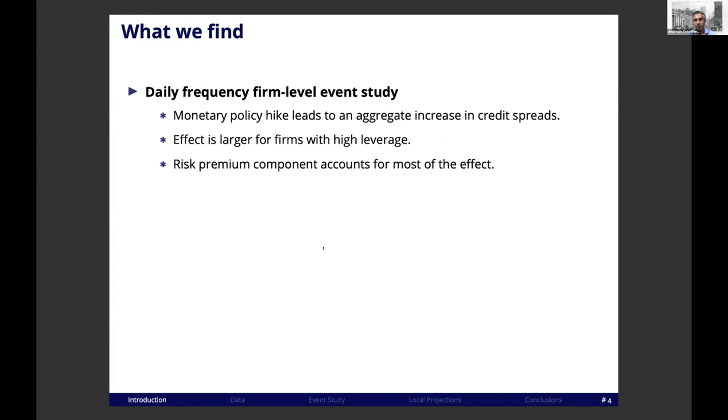So what we do and what we find practically, we proceed in three steps in the paper. We start with a daily frequency firm level event study, where we find that first, monetary policy hikes typically lead to an aggregate increase in credit spreads. We do find that the effect is larger for firms that have higher leverage, which we take as our main measure of financial constraints, but we control and experiment with other different proxies. And finally, we find that the risk premium component of credit spreads accounts for most of our estimated effects. So it accounts for most of the aggregate increase in credit spreads, but it also accounts for the larger response of credit spreads for firms that have higher leverage.